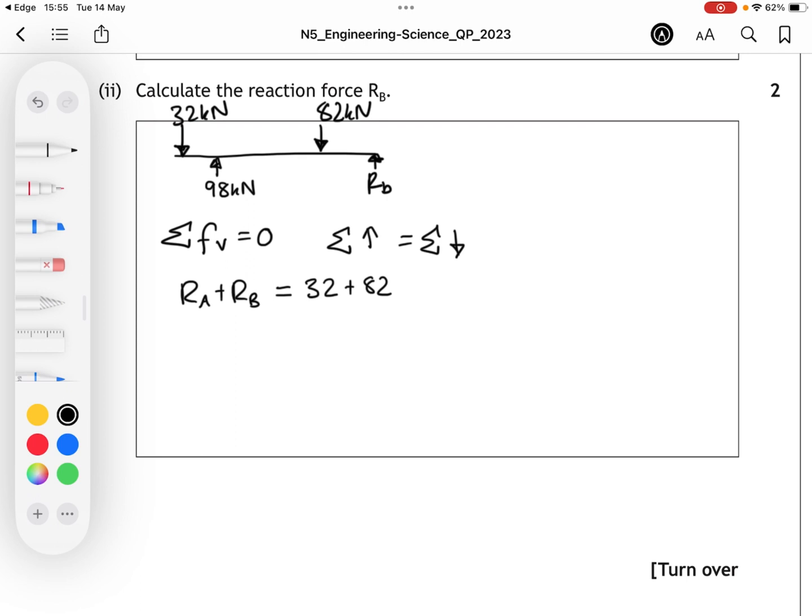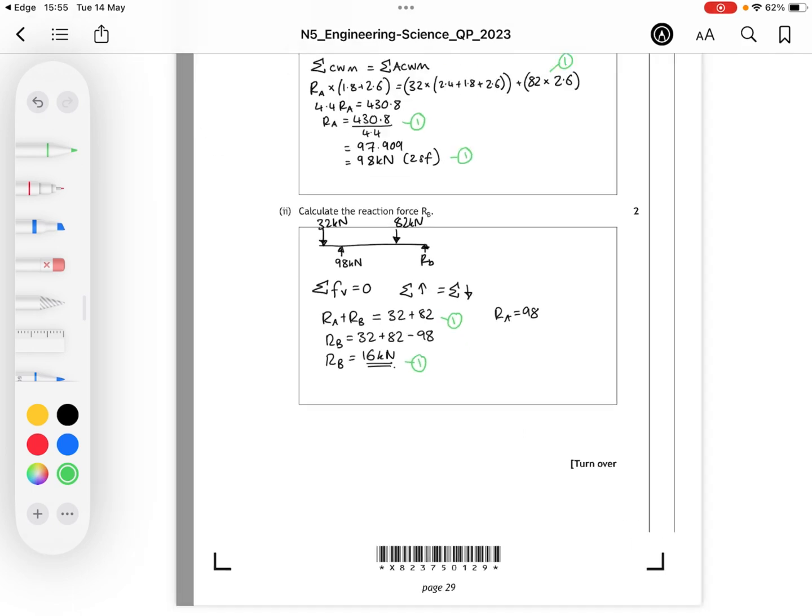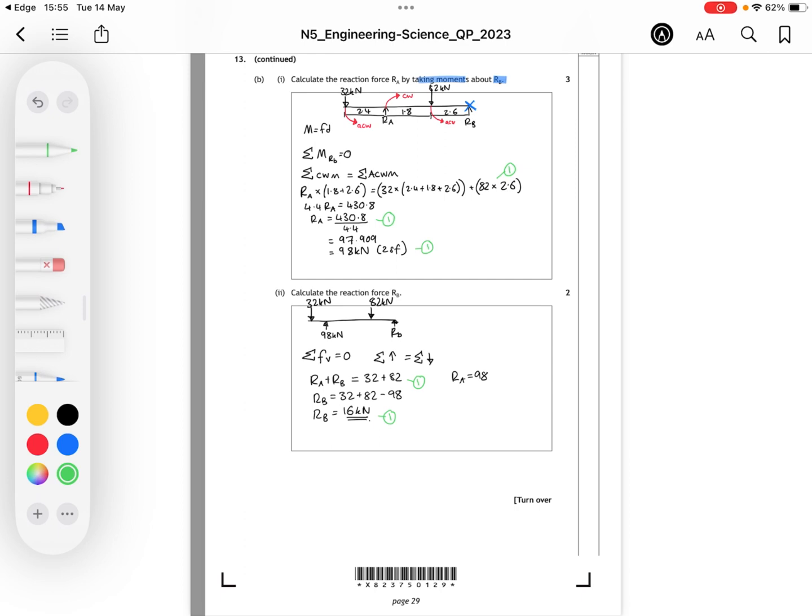Now we know what RA is. We've worked out RA is 98. So we can swap that to the other side, just to tell us that RB is equal to 32 plus 82 minus 98. And that leaves us with RB equal to 16 kilonewtons. Now here, it's only 2 marks, so I'd get 1 mark for my substitution there, 1 mark for my final answer with units.